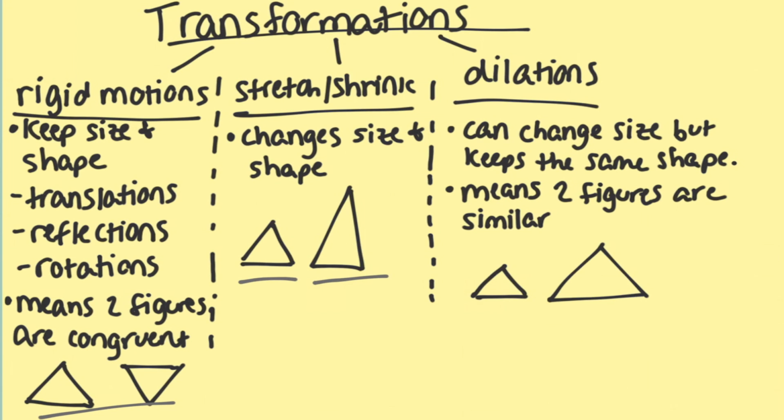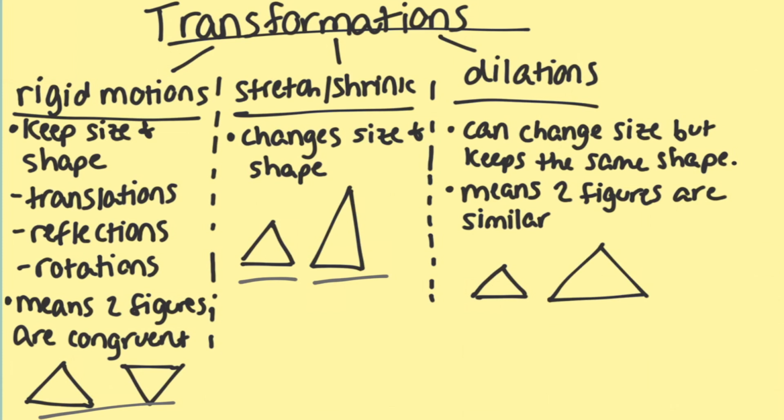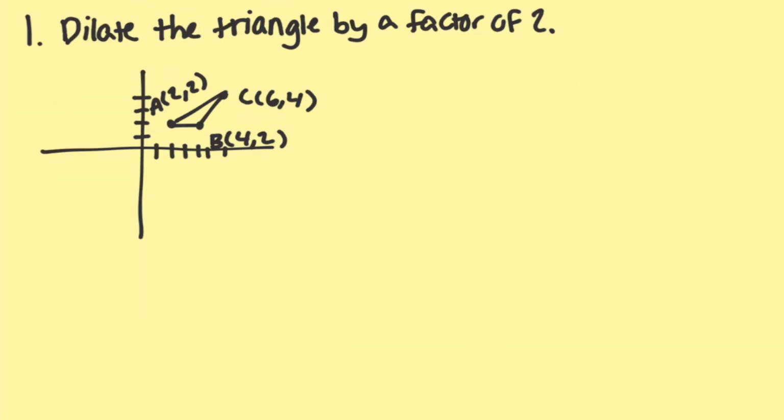And then we have dilations. With dilations, you're still stretching or shrinking, but it's in all directions. With stretches and shrinks specifically, you might just go in one direction, but with dilations, you have to go in all directions. So it keeps the shape the same, even though the size may change. And this means that two figures are similar. Notice they're different sizes, but they kept the same shape. And that's what we're going to be focusing on. We're going to look at a couple examples.